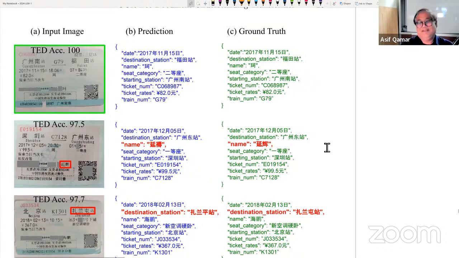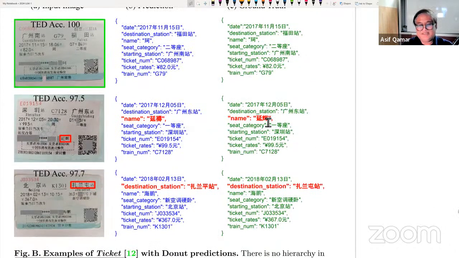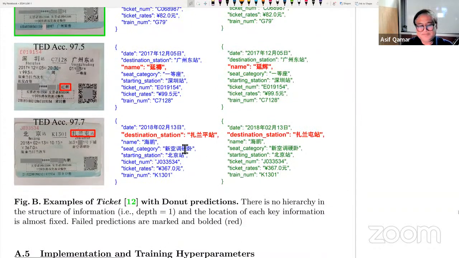So I actually don't know this language well enough to tell whether it's right or wrong. Of course, it's totally wrong, according to them. You can see that it should be this, and it is this. The second character is off. Destination, this and this.